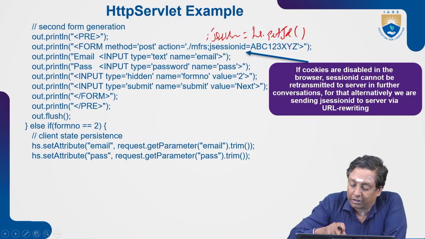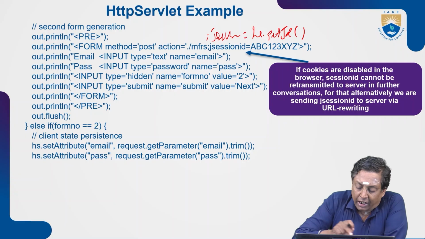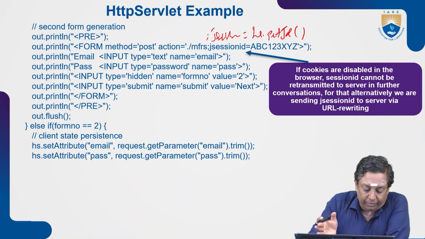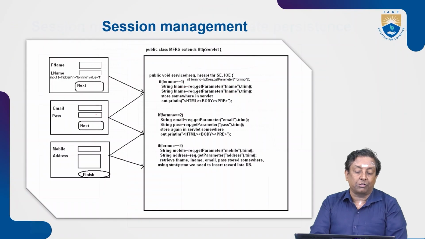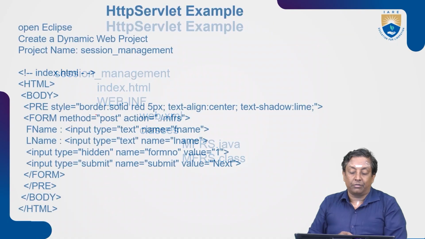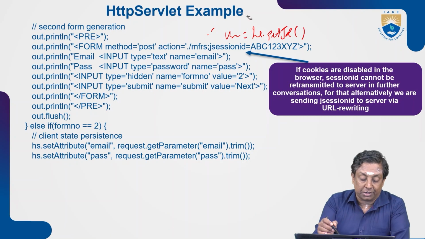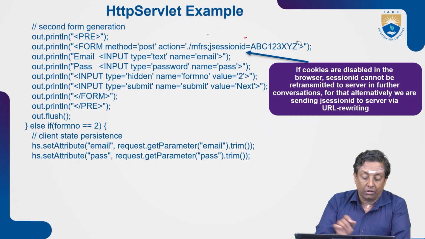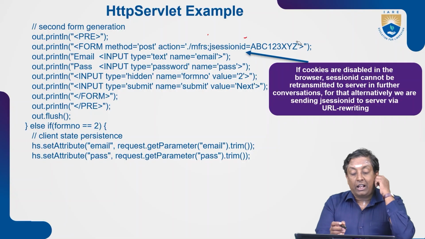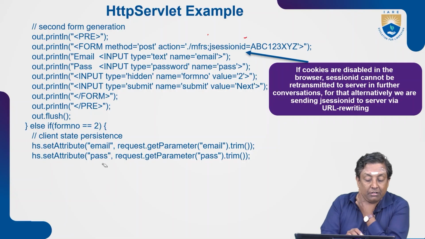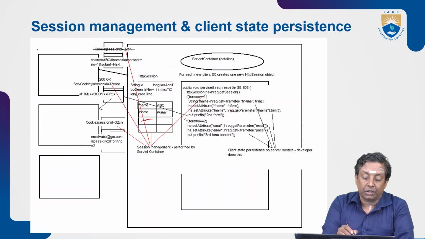I'm sorry, I should not write like this, I should write like this. The session ID, email and password, form number 2, value 2. This will go as email and password. Again, when the second form request comes, the HTTP session object is already having the first name and last name fields. Again, email and password are retrieved and stored into the HTTP session object. First name, last name, email, password are stored here.